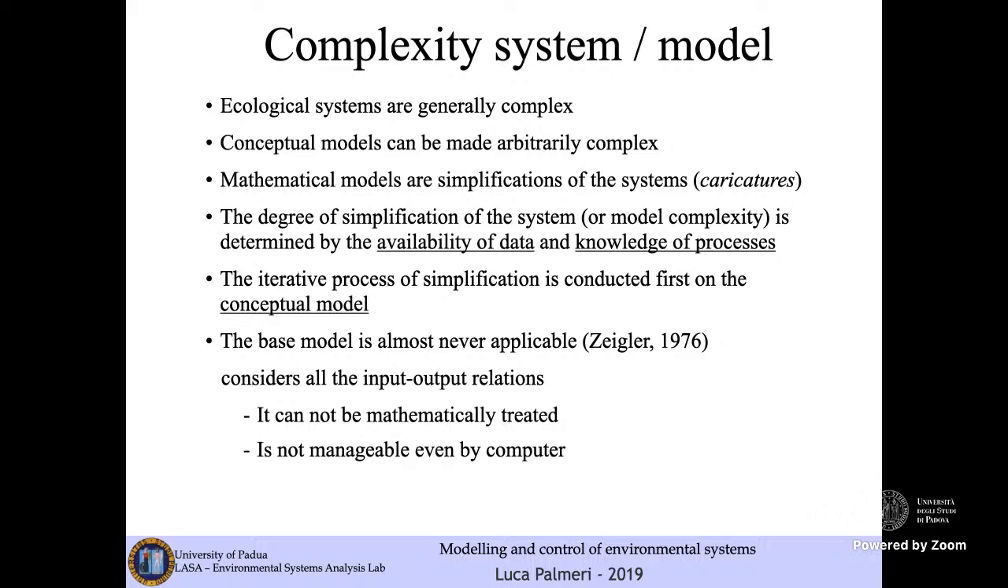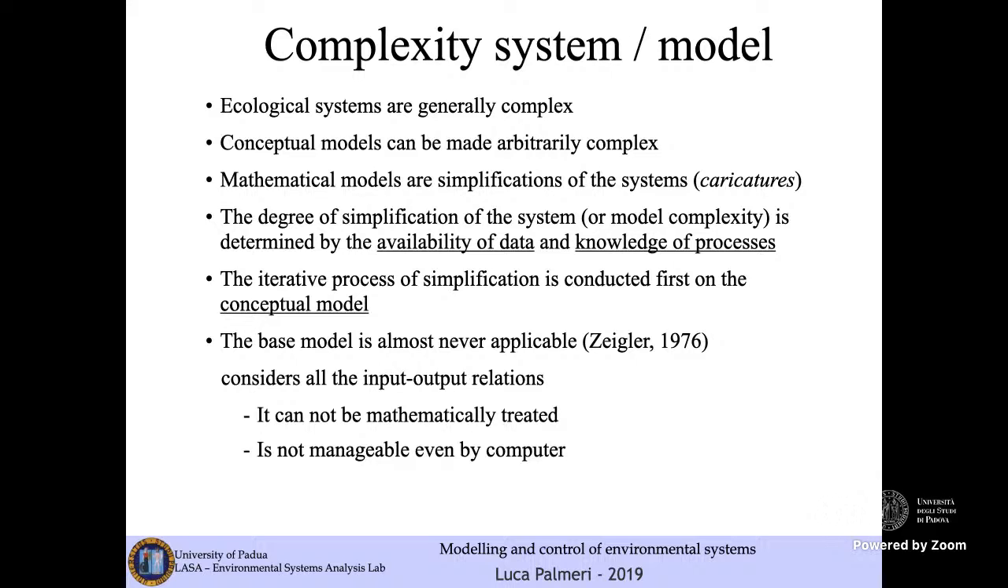The degree of simplification of the systems, or model complexity, is determined by the availability of data and knowledge of the processes. So the level of complexity of the description depends on the understanding of the system by the modeler. The iterative process of simplification is conducted first on the conceptual model. This is why it is important to start from the conceptualization.